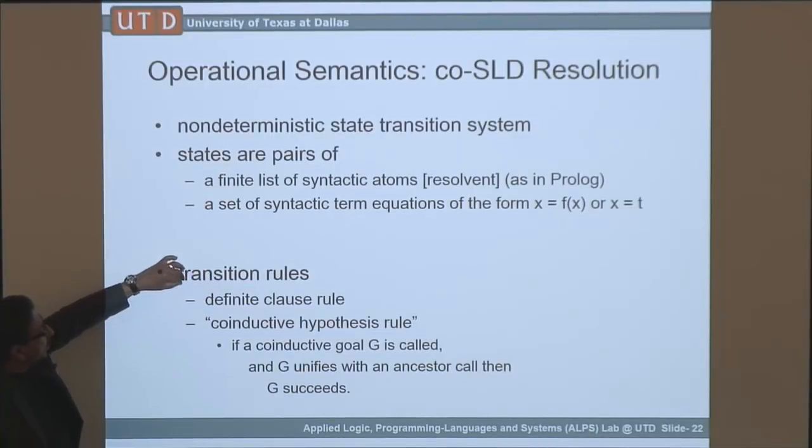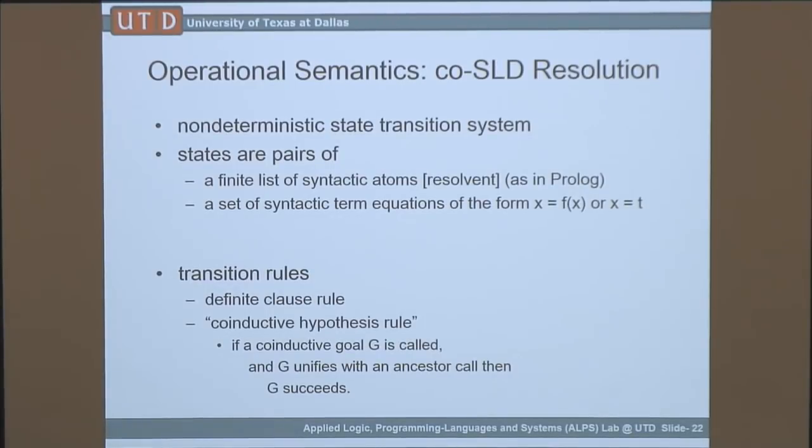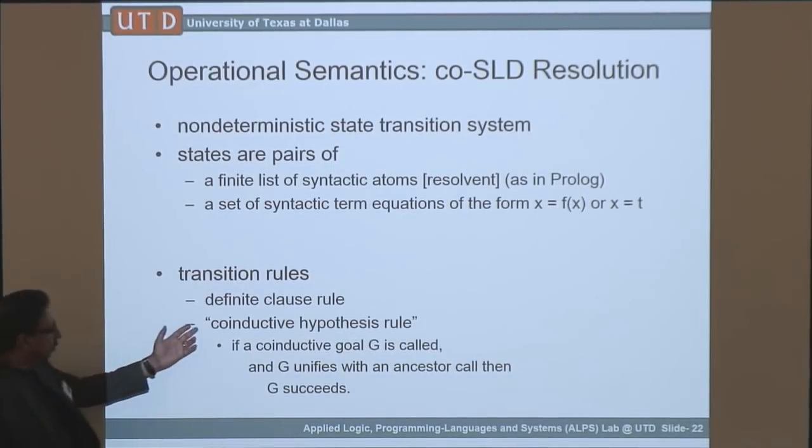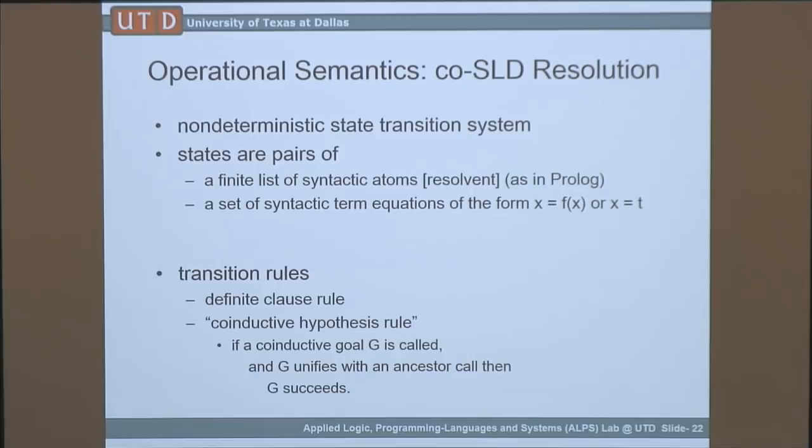So if we want operational semantics for co-induction, not only do we have the definite clause rule, but we also add what we call the co-inductive hypothesis rule. It goes like this. We declare certain predicates to be co-inductive, which means we take the greatest fixed point interpretation of them. If such a goal G is encountered, we go up the SLD resolution tree that is built. If I find an ancestor call that unifies with the current call, then I succeed, because I'm recognizing that I have a cycle. And if I see a cycle, I succeed.